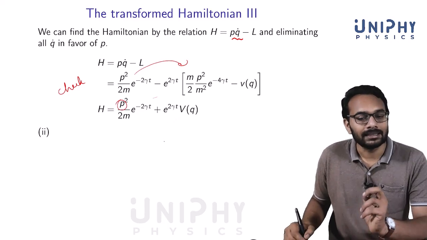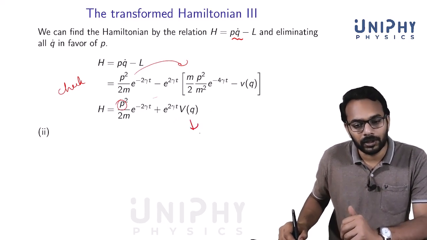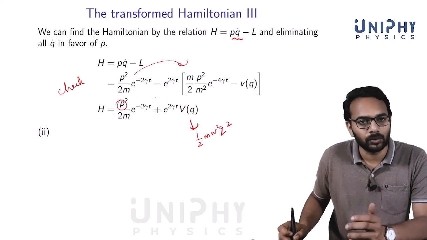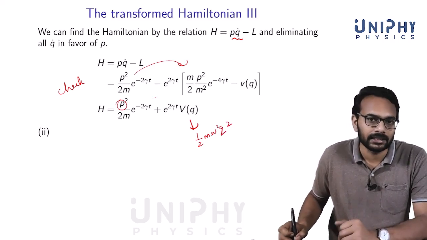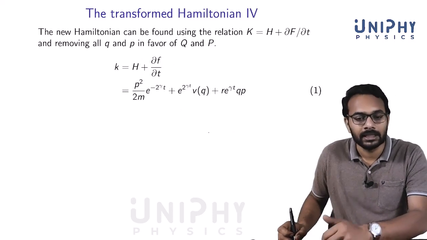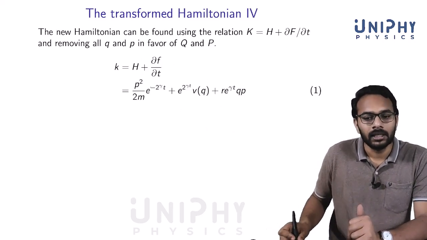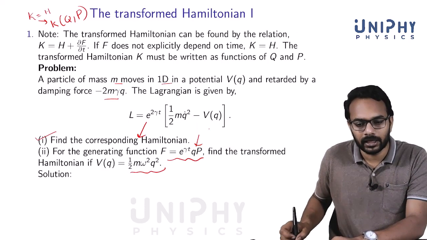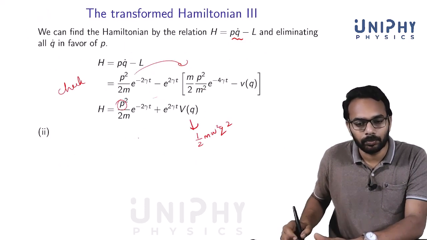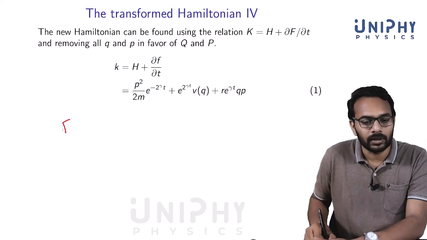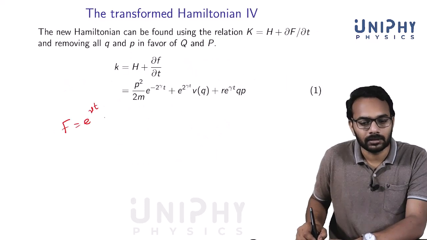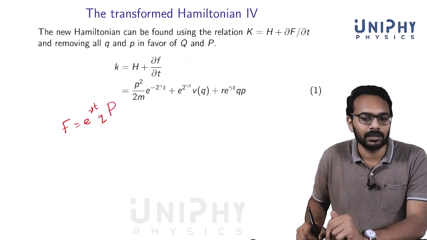In the second part of the problem, we put V(q) equal to ½ m ω² q². That's our V(q), and now we have to find the transformed Hamiltonian for a given generating function. So what's our F here? Let's just check for F. F is e^(γt) q P. So F is equal to e^(γt) times small q, capital P.